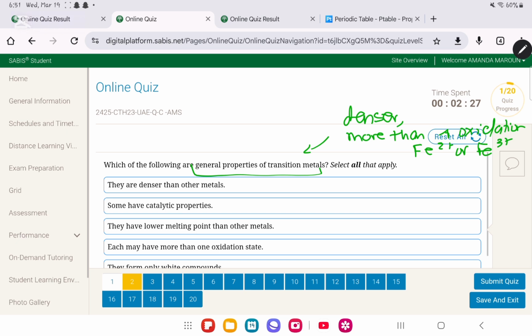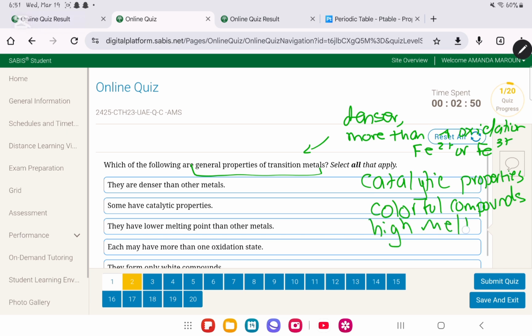All right. They have catalytic properties. They form colorful compounds. And they have high melting points. So keep these in mind: that transition metals are denser, they have more than one oxidation state, they have catalytic properties, they form colorful compounds, and they have high melting points.